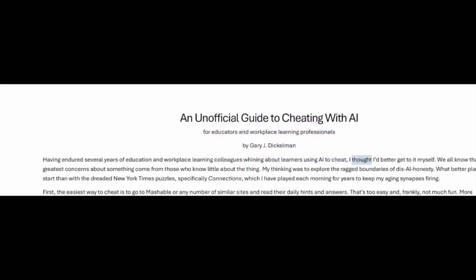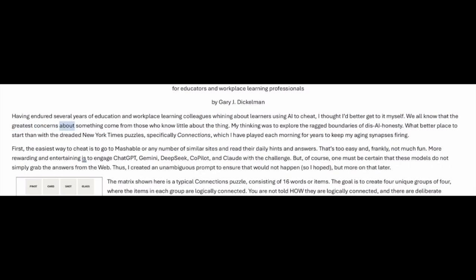cheat, I thought I'd better get to it myself. We all know that the greatest concerns about something come from those who know little about the thing. My thinking was to explore the ragged boundaries of dishonesty. What better place to start than with the dreaded New York Times puzzles, specifically Connections, which I've played each morning for years to keep my aging synapses firing.